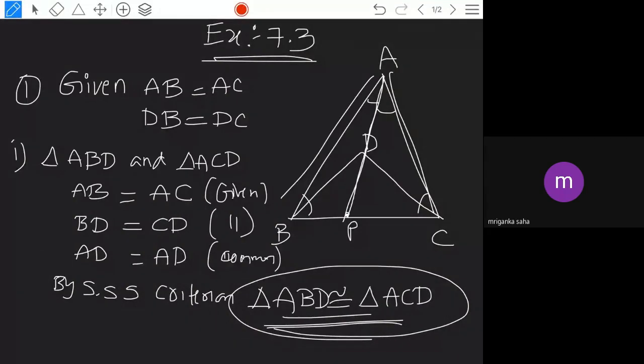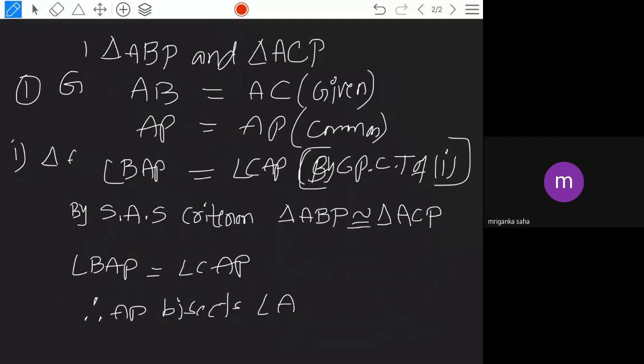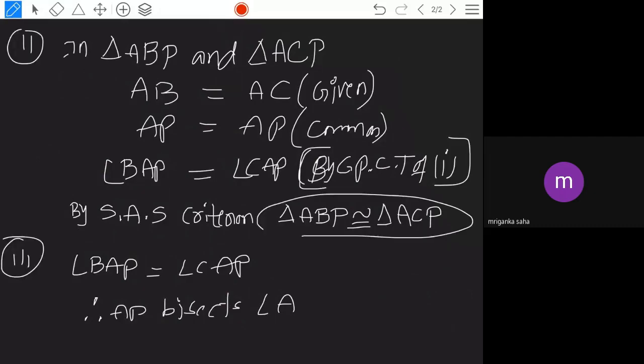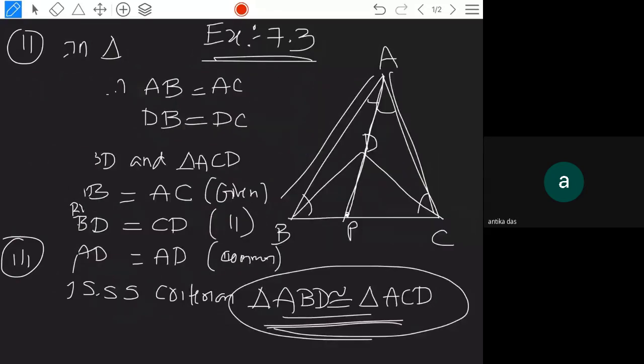No, in the second one what did we prove? We proved ABP and ACP congruent. In the second result, ABP and ACP, from 1 and 2 both. How? Sir, because in the first we proved that triangle ABD is congruent to triangle ACD, so BD equal to CD will come from there. And then we proved that triangle ABP is congruent to triangle ACP, so BP equal to CP will come, and DP is common.